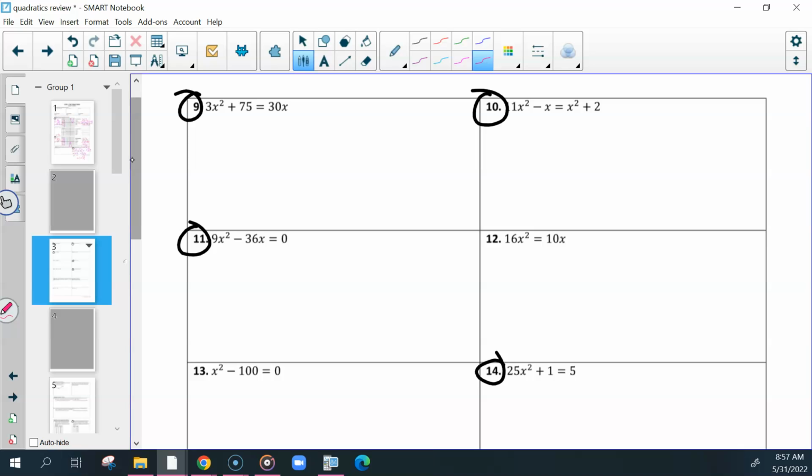Same thing, we need to move everything to the same side. So we could subtract 3x. Now this does not have like terms on this side, so when we move it, we're just moving it. We're not combining it with anything. So our new equation would be 3x squared minus 30x plus 75 equals 0.